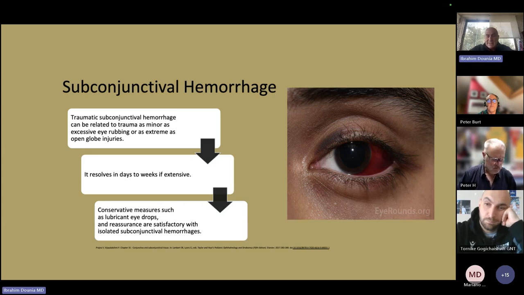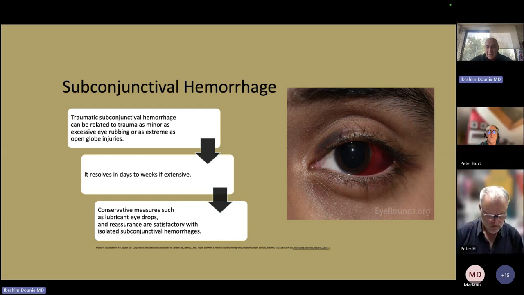It resolves in days to weeks if extensive. Treatment is very easy. We just lubricate the eye, we assure the patient, and we tell him do nothing except use artificial tears.